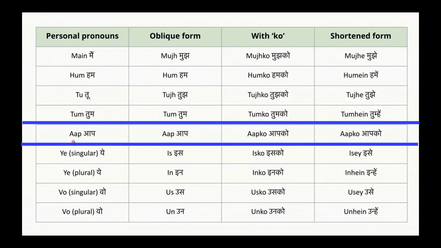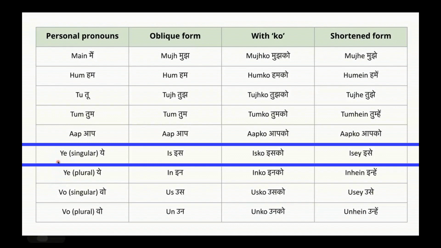Next is aap. Aap also doesn't change, so the oblique form remains aap. Then when you add ko to it, it becomes aapko, and the shortened form is still the same, aapko. This is the only pronoun that doesn't have a short form. Now look at ye. We have two forms of ye pronoun. Ye means this or it for an object, and when you talk about a person, then it means he or she, because you can say this boy or this girl. So ye means he, she, or it.